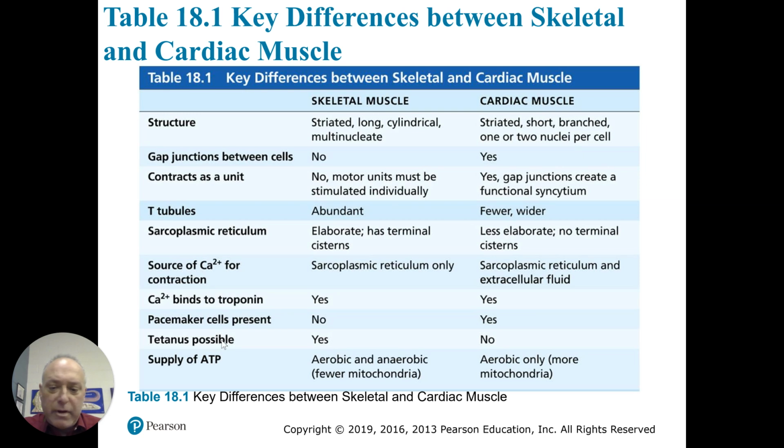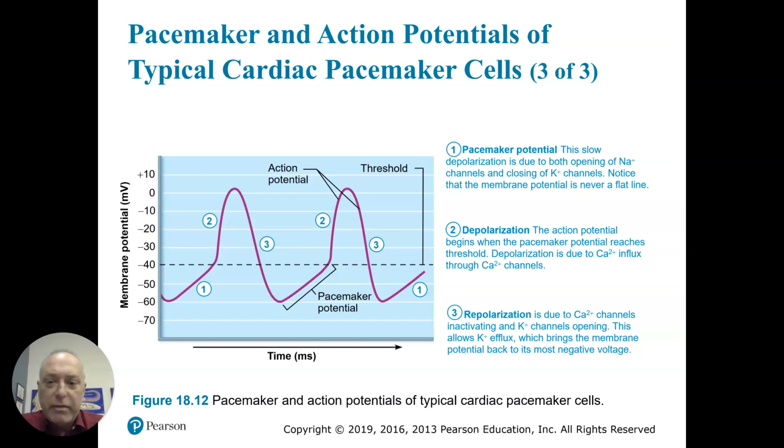We won't go into other supplies of ATP. Okay, here's a good one. So, cardiac are very aerobic. They're very dependent on mitochondria for their cell respiration.